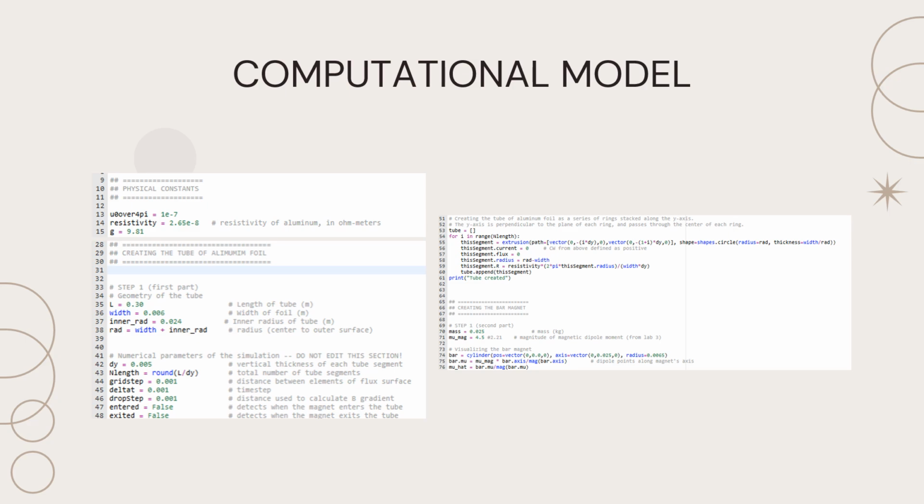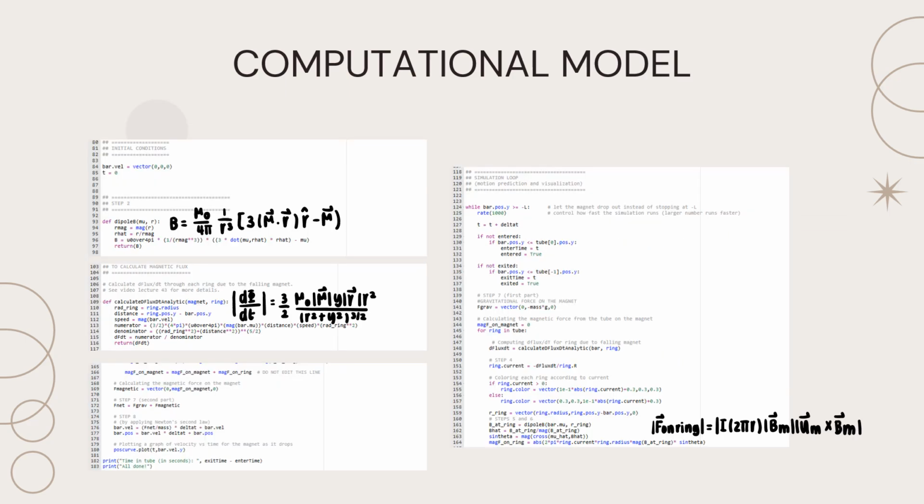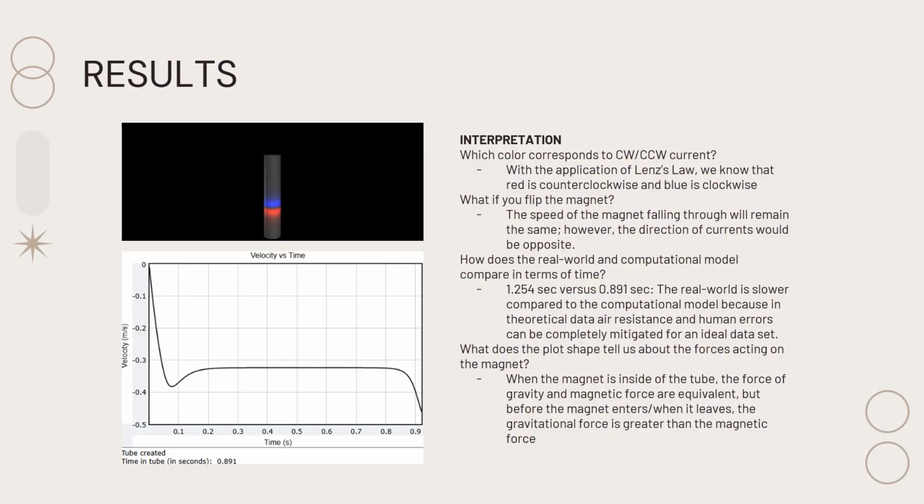So for a computational model, this slide basically shows all of the initial conditions and different constants we used in our model. In these slides, we were basically using different physics equations like the magnetic field one and the flux one to find what we needed to put into the model. And then the very last part is basically the force on the ring. So here are results from the computational model, and we can see that the amount of time it took for the magnet to fall through the tube computationally was 0.891 seconds.